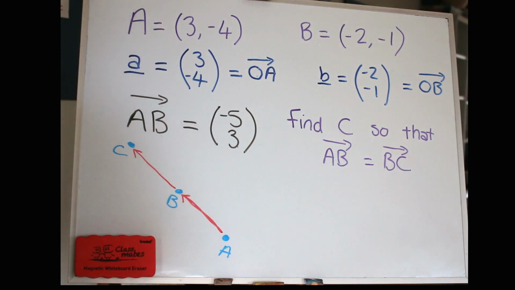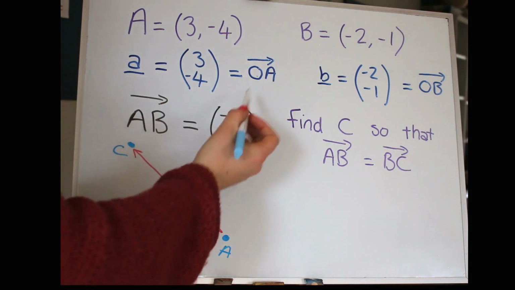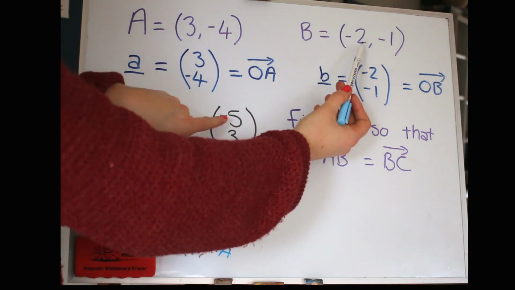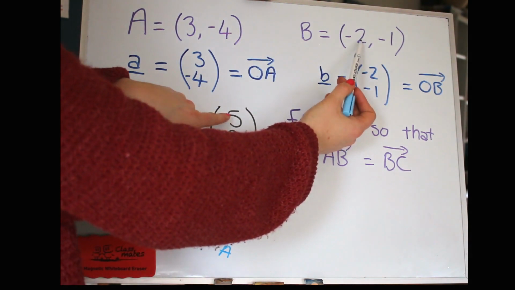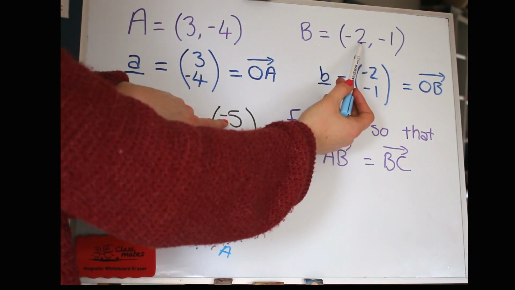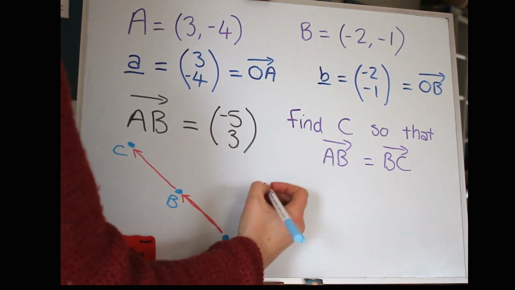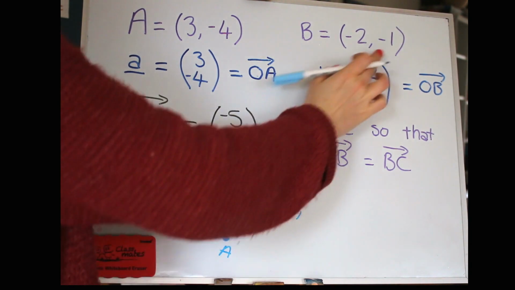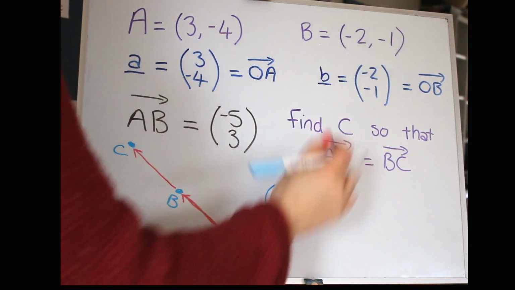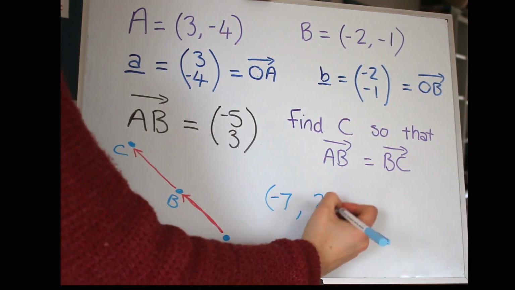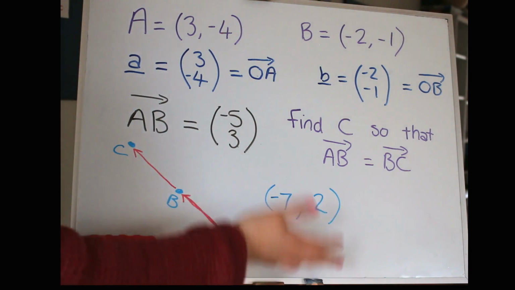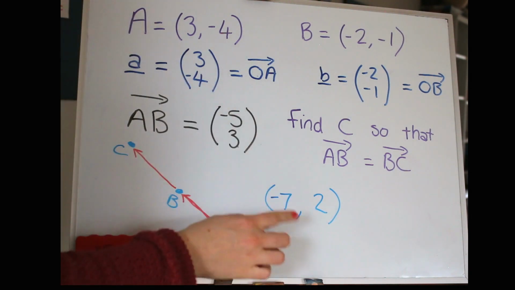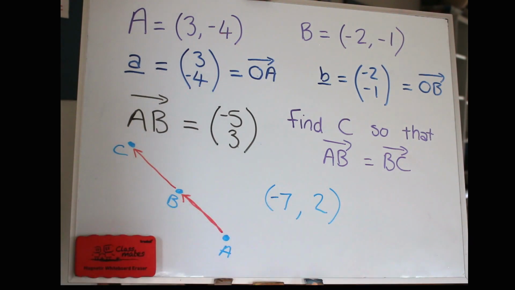So you could do this algebraically if you wanted to, or you could just think through. We're at B and we want to take off another 5 from the x, so minus 2 take away another 5 would be minus 7, and adding 3 to the y coordinate would give us 2. But do have a play around with that. There are different ways of doing it. See if you can find another way of getting that point.